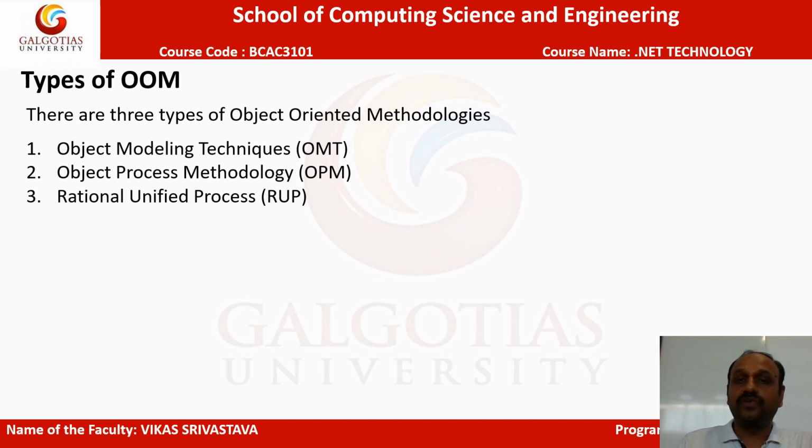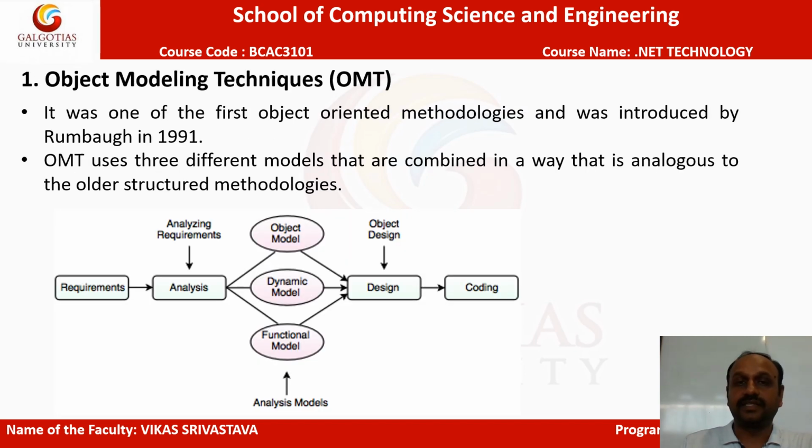Now, regarding the types of object-oriented methodologies, there are three types. One is object modeling techniques, then the object process methodology, and the rational unified process. Let's first understand the object modeling techniques. The object modeling technique was introduced by James Rumbaugh in 1991. They make use of this technique with the help of requirements analysis.